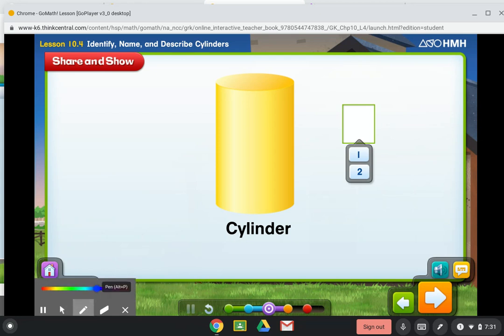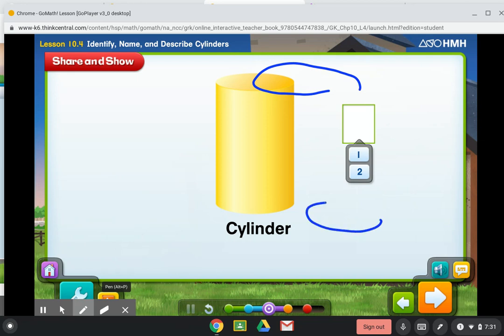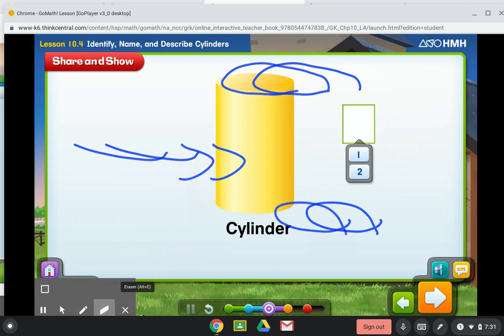Here is a flat surface up here, and there's another one on the bottom. Okay? And then in the middle, right here, is a curved surface. Okay. Instead of erasing, let's move on.